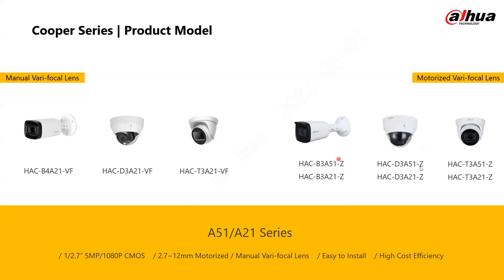Now we have a Z at the end of these product models. This Z simply shows that this product has a motorized varifocal lens, so it can be adjusted remotely. With the manual one, you have to be where the camera is to make adjustments. For the motorized one, the lens size can be adjusted from 2.7 millimeters to 12 millimeters.